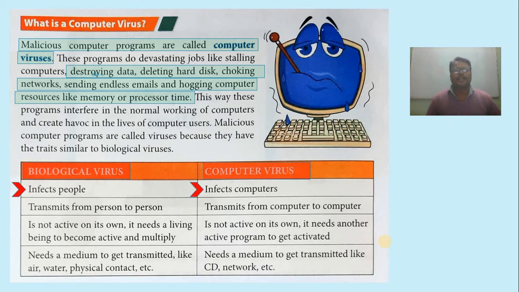So you understand here the difference between biological virus and computer virus. Biological virus infects people, computer virus infects computers. Biological virus transmits from person to person and computer virus transmits from computer to computer. A biological virus is not active on its own. It needs a living being to become active and multiply. A computer virus also is not active on its own. It needs another active program to get activated.